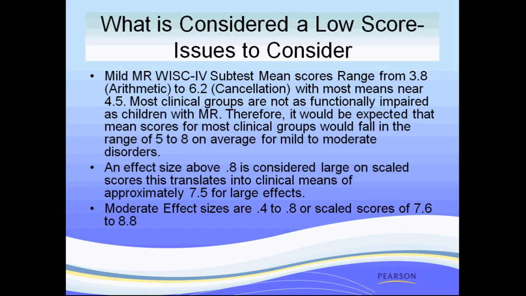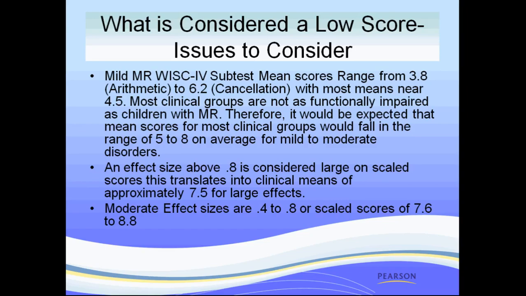But one thing we need to keep in mind is that people with mild to moderate disabilities are not going to score in the scaled score range, if you're looking at Wechsler subtests, of the 3s and 4s and 5s. It's not typical. It can happen, because anybody can get scores down there.